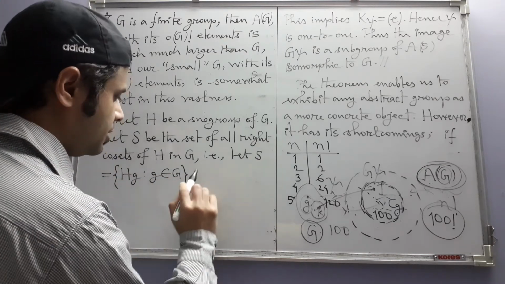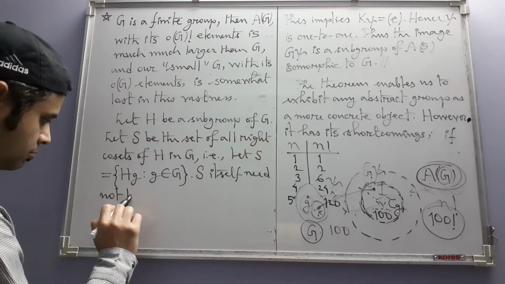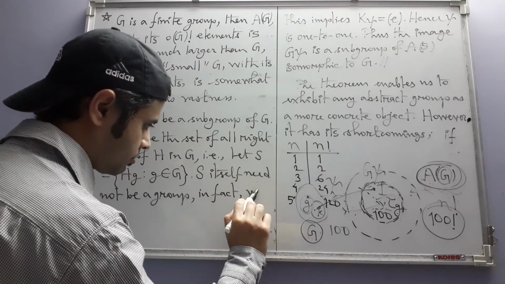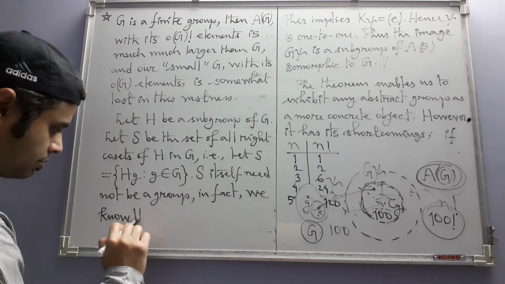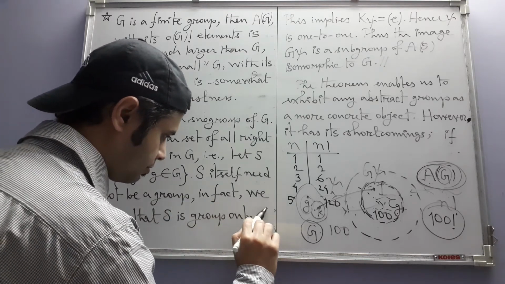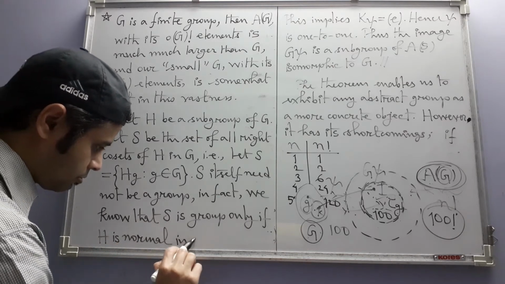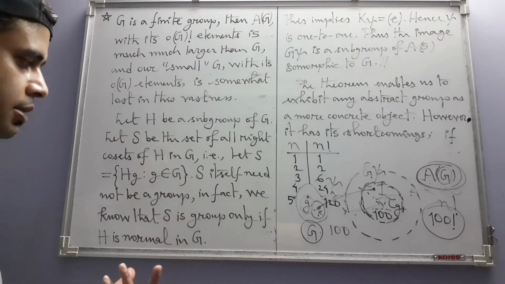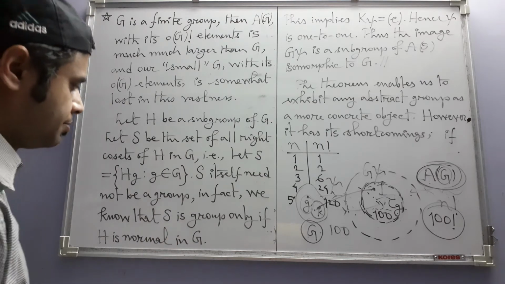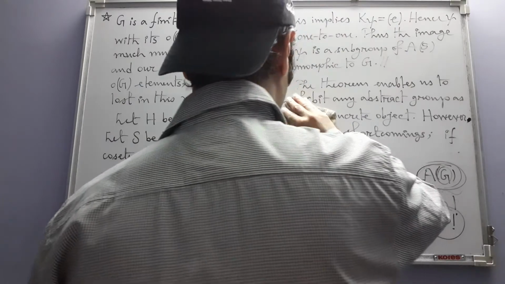Now this S need not itself be a group. In fact, we know that S is a group only if H is normal in G. If H is normal in G, then this is nothing but the quotient group G by H. But that's not necessarily the case here, and we don't even need that actually. The thing is that S now is just a set. Okay. So this is the setup.